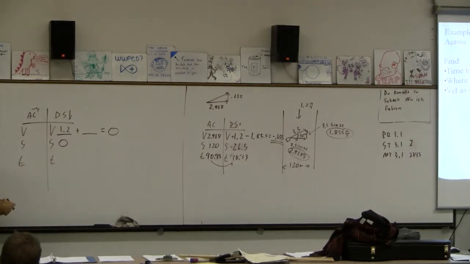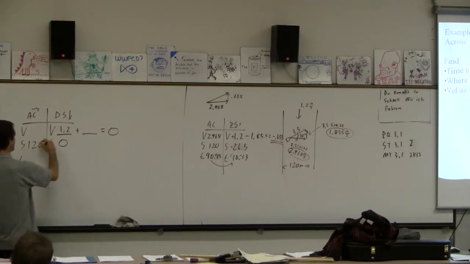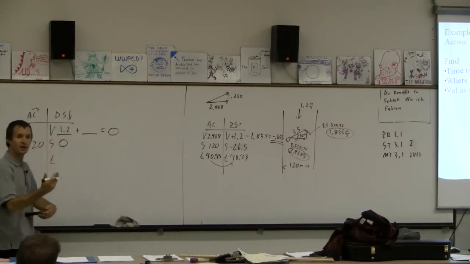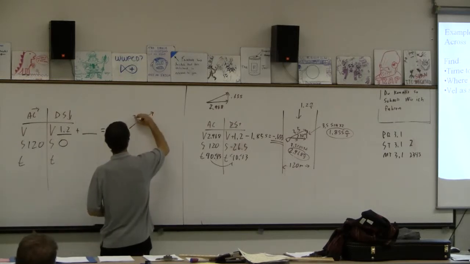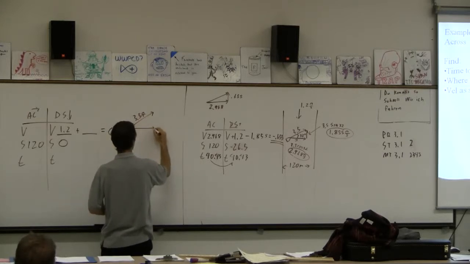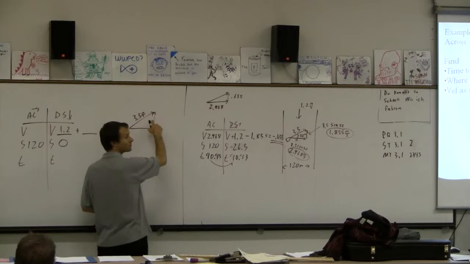Wouldn't the other S be 120? Yeah, this S is 120, right? So here's the deal. Now we've got to go and look at this velocity vector. Now we're going to be pointed at some angle, right? So 3.5 meters per second is going to be pointed at some angle. There's going to be a cross component and an upstream component.